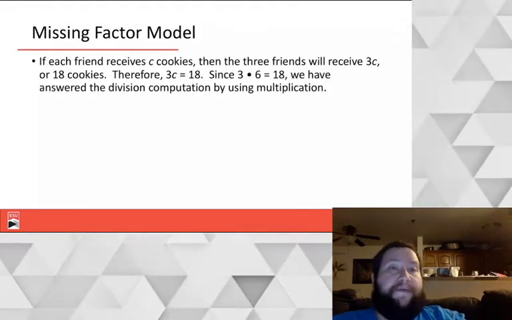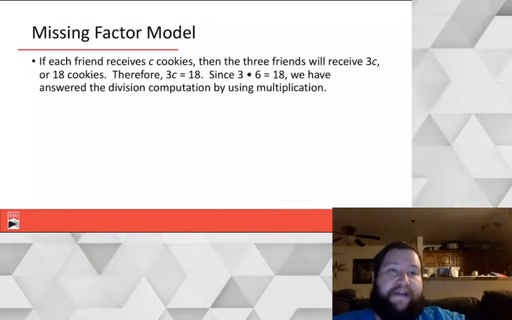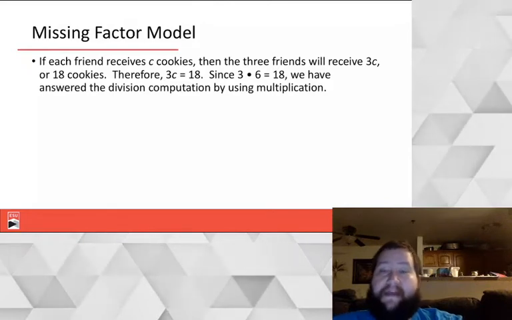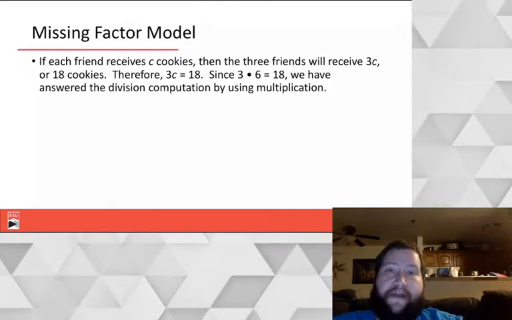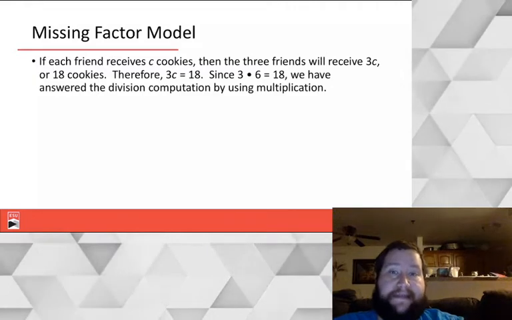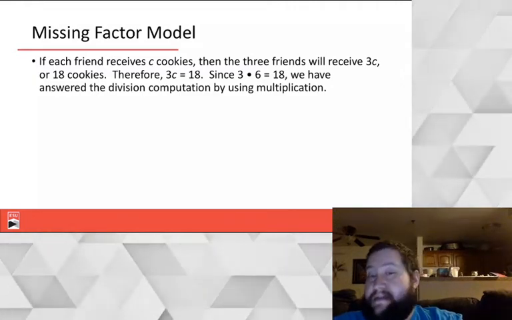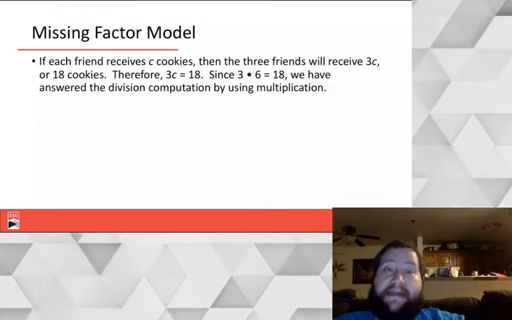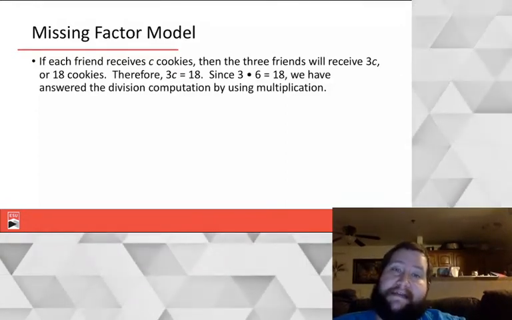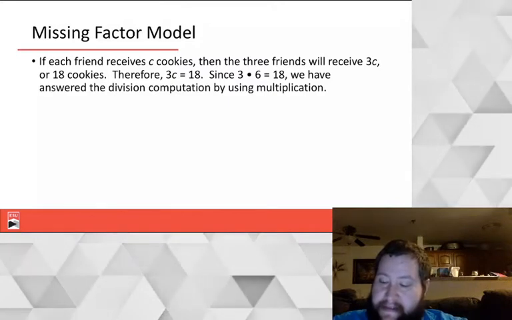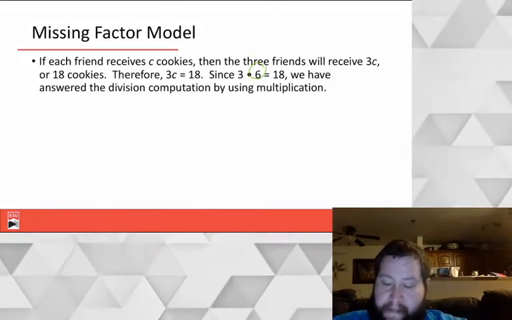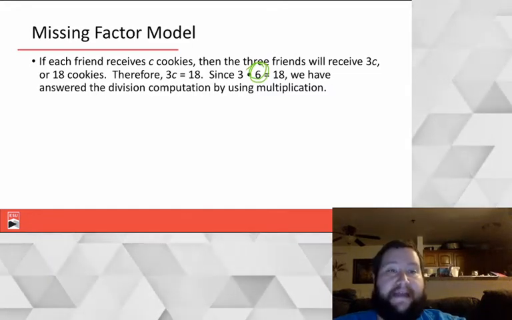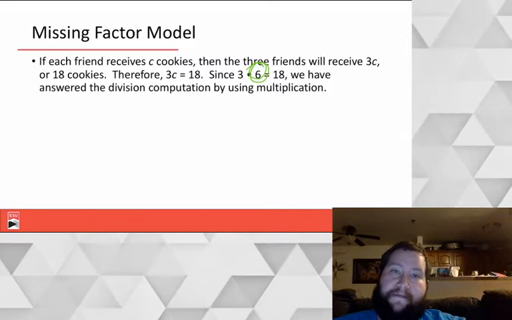And so another way we could have solved that problem is, if each friend is going to get some number of cookies, say it's C, then the 3 friends together get 3 C cookies, so C plus C plus C, which is still in total 18 cookies. So 3C has to equal 18, and since we know 3 times 6 is 18, that 6 we have there is our missing factor. And so we get the answer as 6 through multiplication.